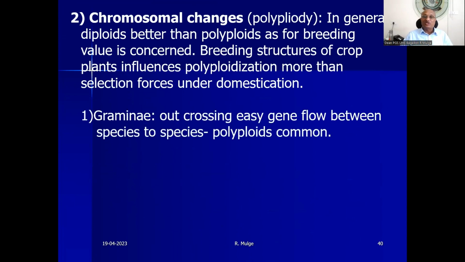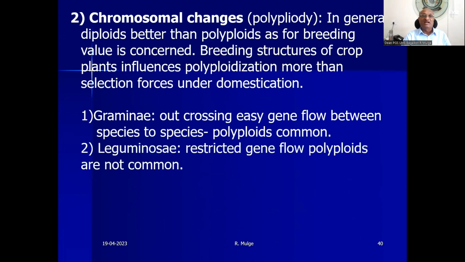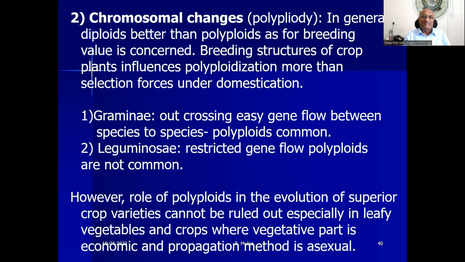For example, gramineae, outcrossing easy, gene flow between species to species easy, so polyploids are common. And the leguminaceae, it is restricted. Gene flow is not there from one plant to other plant, highly self-pollinated, and there will be fewer polyploids. Polyploids are rather not common in these legumes. So there's breeding structure, whether they're cross-pollinated or self-pollinated. Based on that, the cross-pollinated crops can sustain the ploidy changes, right? So that's what happened. You can find the ploidy changes, the chromosomal changes.